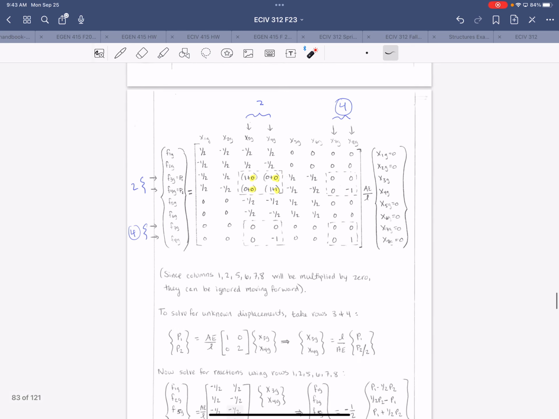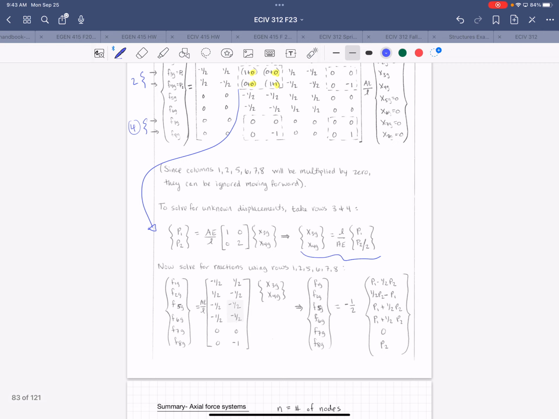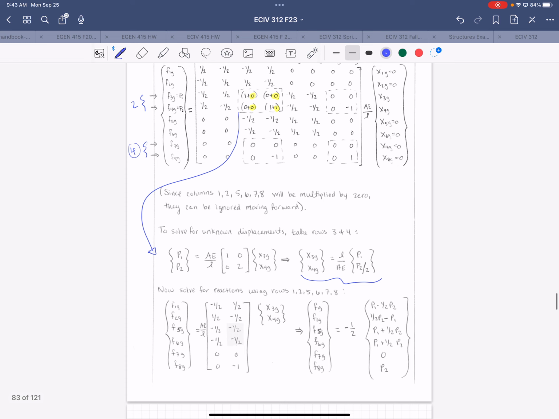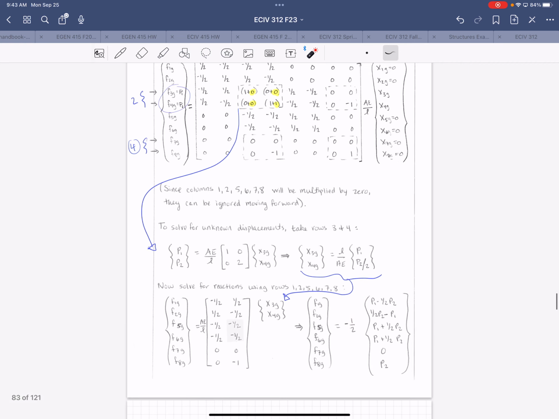So now we still have a 2 by 2 first partition, right? It's just got some modifications to it. Solve for those unknown displacements. Now they're in terms of P1 and P2 since we have an extra force that we didn't have before. Plug those results into the second partition. And then you have 6 reactions that you're solving for.